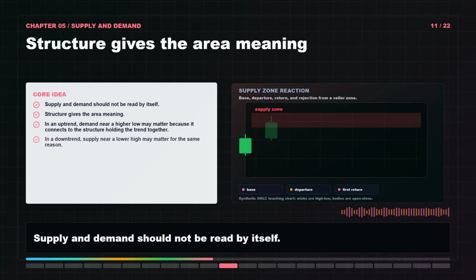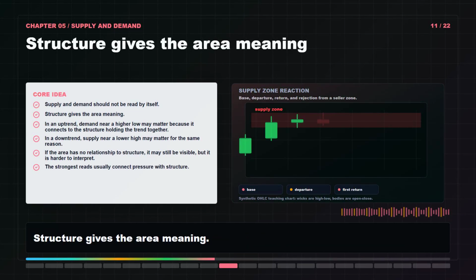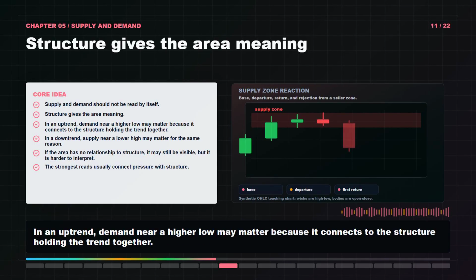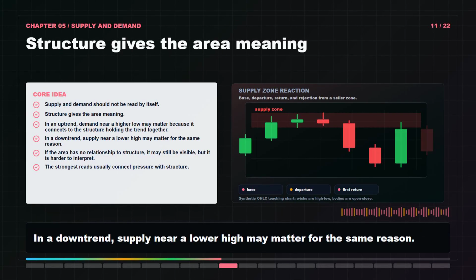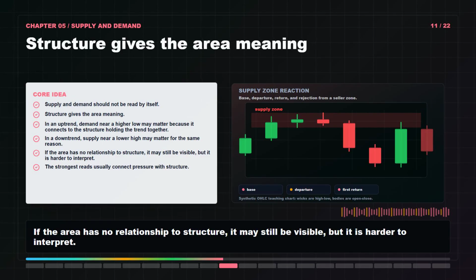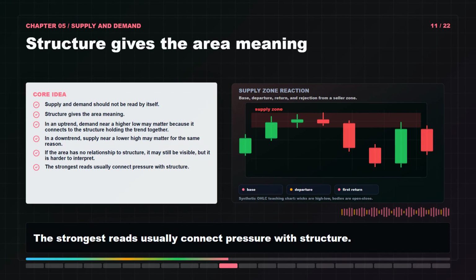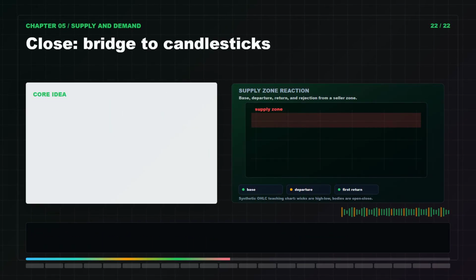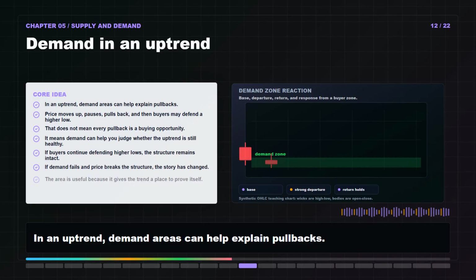Supply and demand should not be read by itself. Structure gives the area meaning. In an uptrend, demand near a higher low may matter because it connects to the structure holding the trend together. In a downtrend, supply near a lower high may matter for the same reason. If the area has no relationship to structure, it may still be visible, but it is harder to interpret. The strongest reads usually connect pressure with structure. In an uptrend, demand areas can help explain pullbacks.